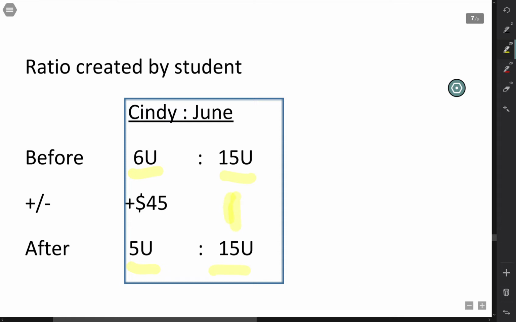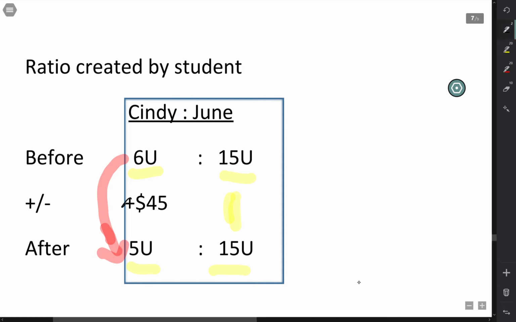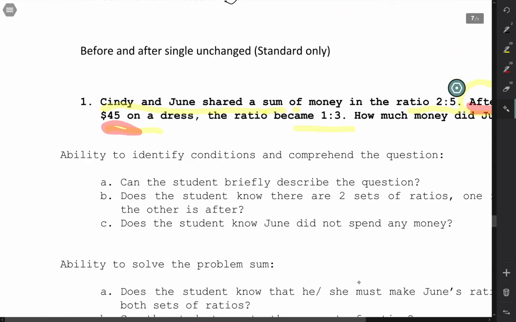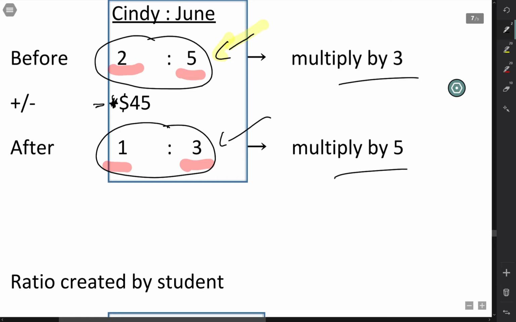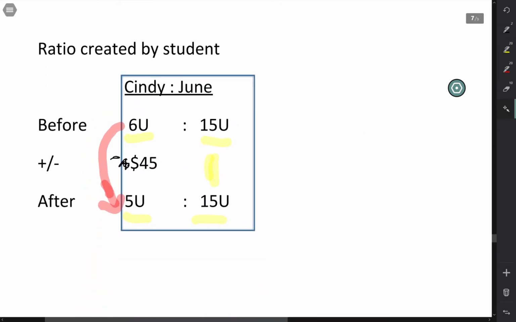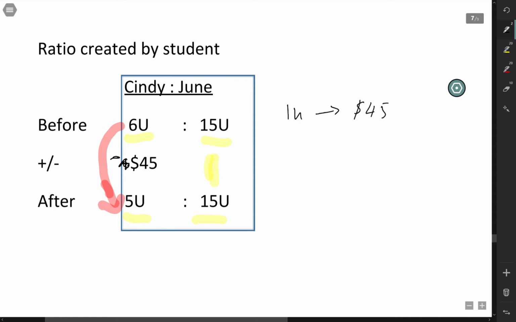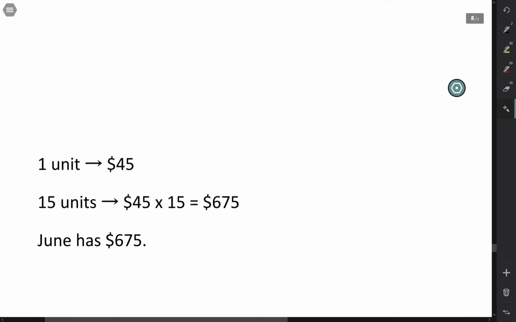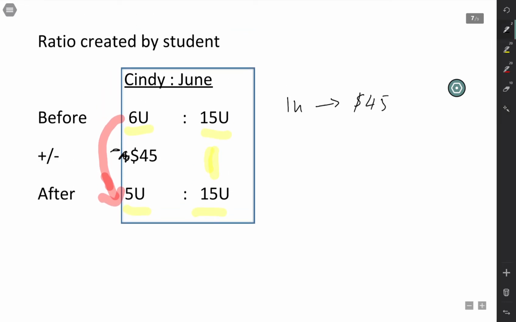Once this is the same, you can then come to the conclusion that from 6 to 5, the difference is 1 unit. And there's an error. This should be minus 45, because she spent 45. Let's just double check. Yes, Cindy spent $45 on the dress. So we can come to the conclusion that 1 unit has got to be $45. And we can then find what the question wants us to find, which is what June has. So June has $675. Why? Because she has a total of 15 units.